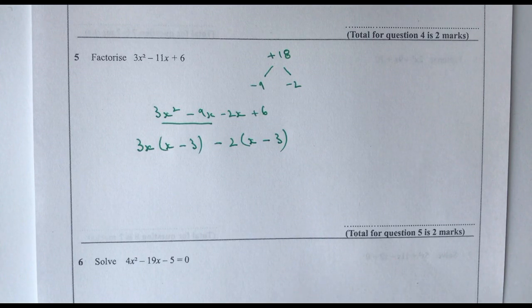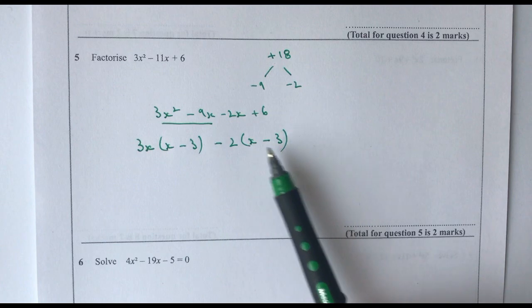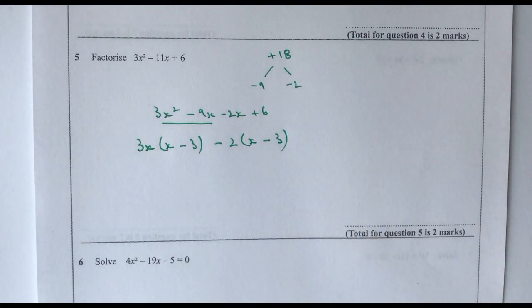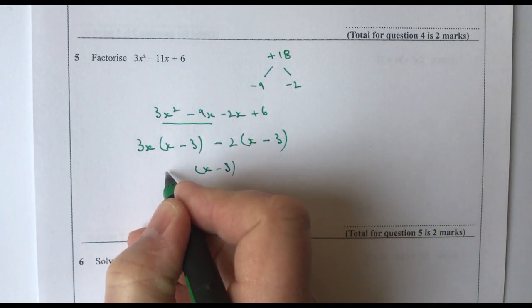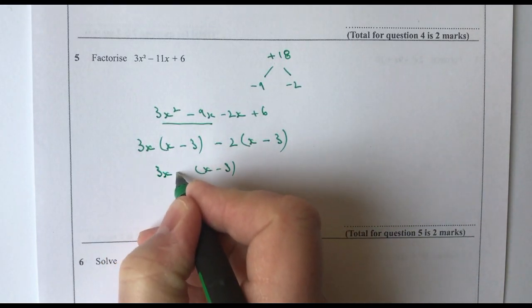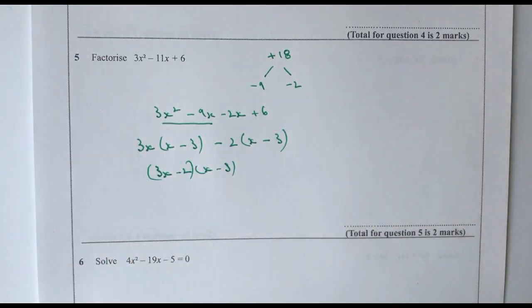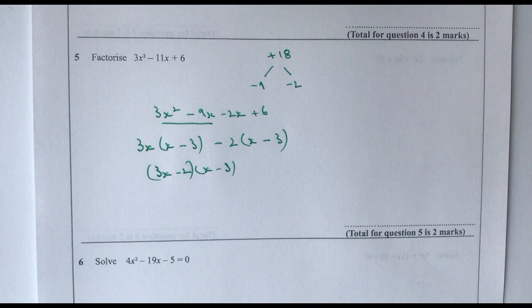Now what you'll have spotted is I've got now two common bracketed terms. So what I'm going to do is I'm just going to write those once as x minus 3. And what I've got left is 3x minus 2, and I can put that into brackets as well. And there you go, I've actually factorised that equation.